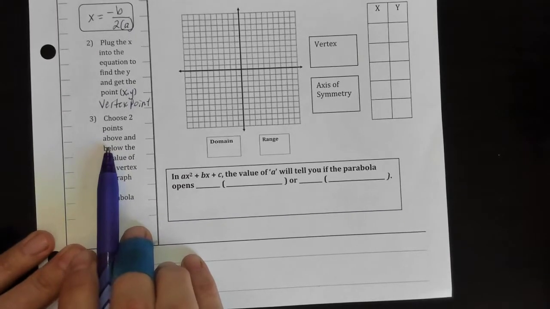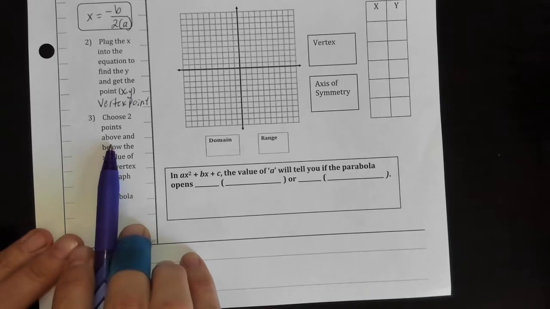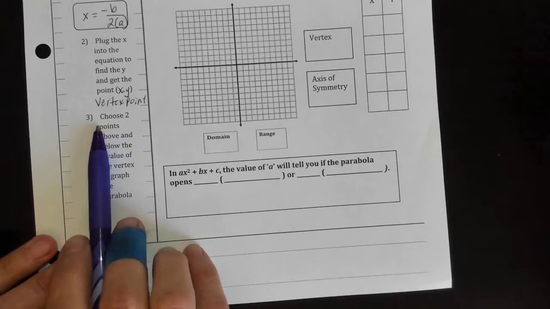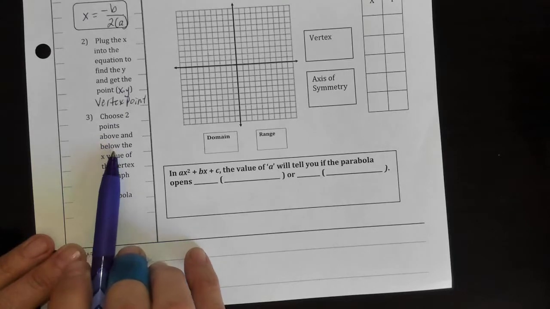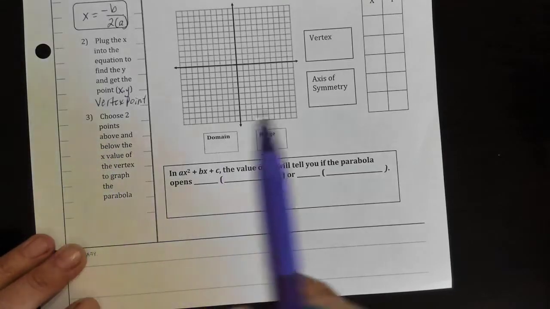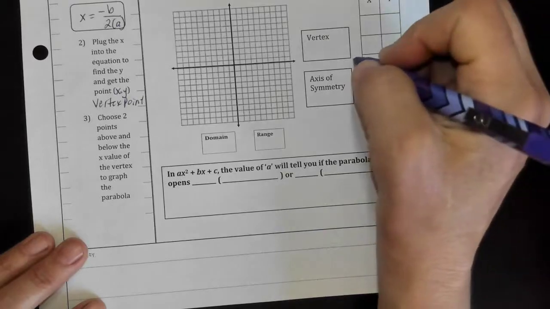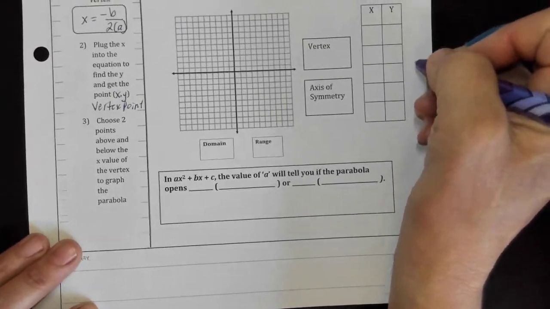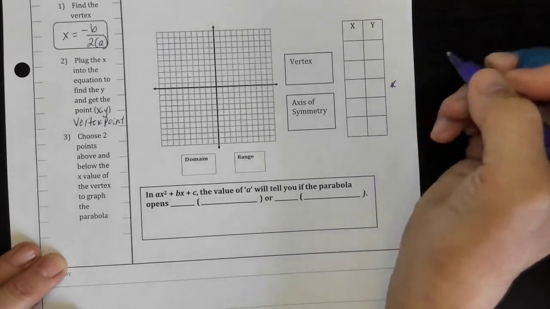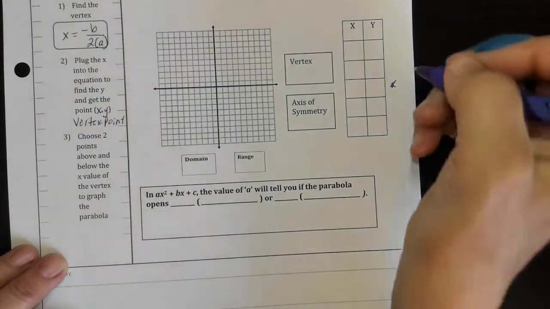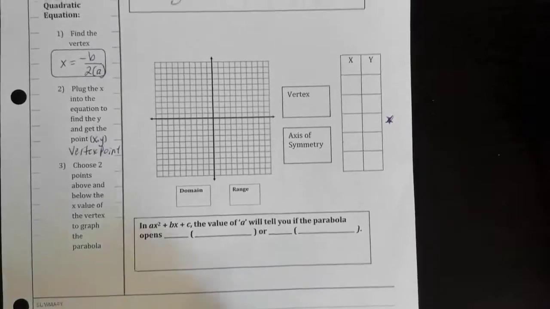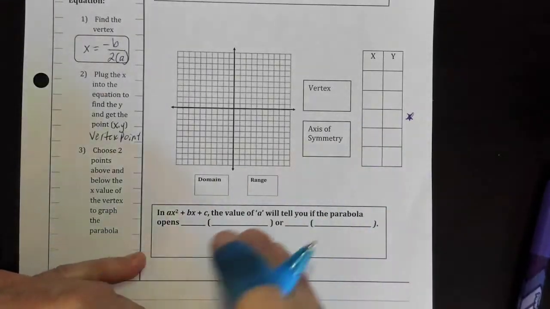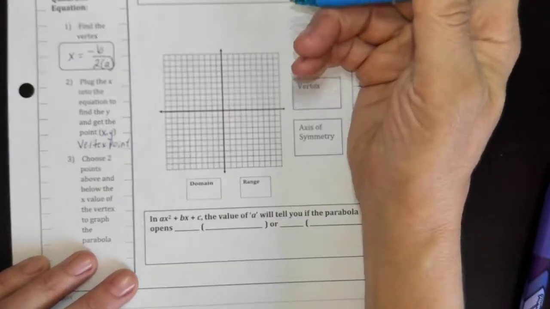You do have to have at least 5 points when you do a parabola. Once we find the vertex, we're going to choose 2 points that are x values above the vertex and 2 below the vertex. What I usually do in my chart over here is star the middle position, and that's my vertex. All right, so let's look at an equation and let's work it together.